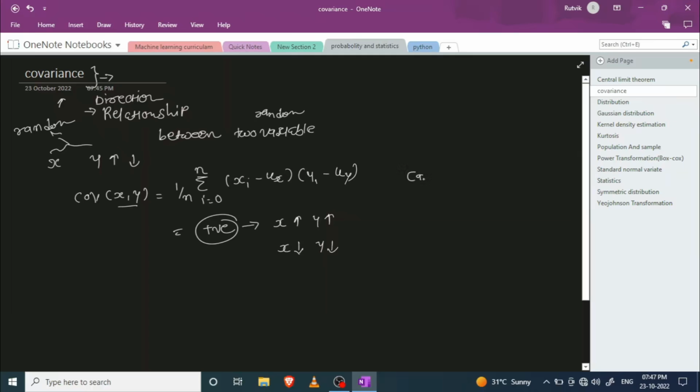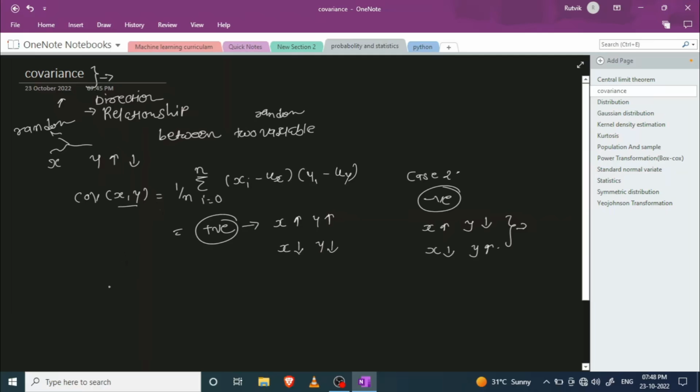Now we are going to check the other case, which is case number 2. Suppose after calculating the formula, we are getting a negative value. That means with the increasing of x, y is decreased, and with the decreasing of x, y is increased. So this is the second case.